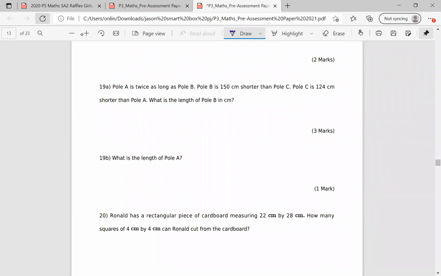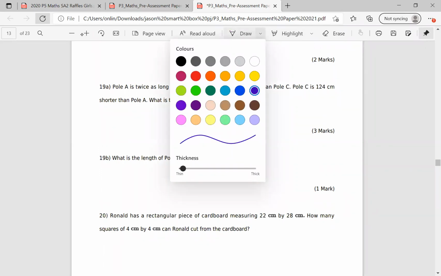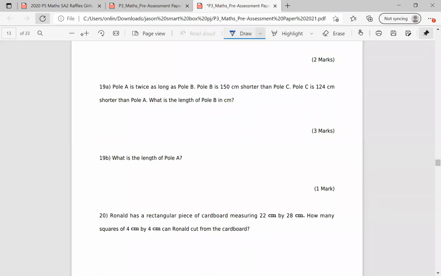Okay, I'm going to do 19, and then I will go on to the next most commonly made mistakes. So for 19 here, we have a pole that is twice as long as pole B. So pole A and pole B.